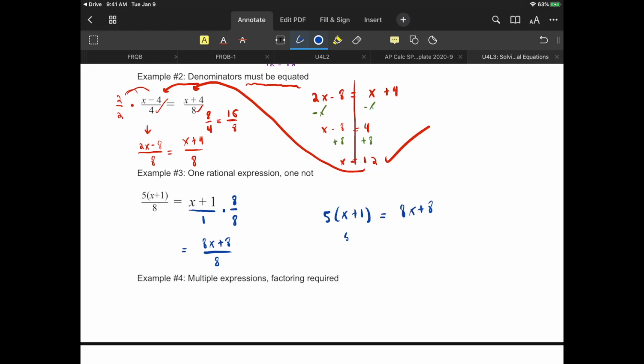And this is getting a little tedious at this point, but you get the idea. 5x plus 5 is equal to 8x plus 8. We'd subtract 5x from both sides. So we'd get 5 is equal to 3x plus 8. We'd subtract 8 from both sides. Negative 3 is equal to 3x, and x is equal to negative 1. Once again, I just check. Nope, doesn't make any of my denominators 0. Doesn't cause division by 0.